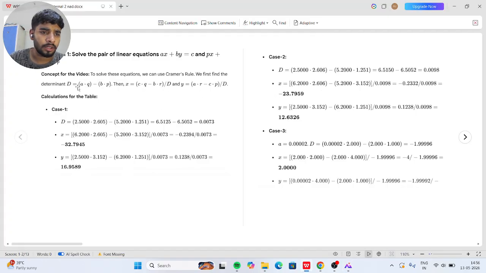So here it is the determinant: a into q minus b into p. That is the determinant we are finding, and then we divide by d to find x, and for y we will do this. For calculating d, we multiply a and q, and then subtract b into p. So we got the determinant value. Then to find x, we multiply c and q and subtract b into r and then divide by d. We put the values in the formula and we get the value of x. Similarly, by putting values in the formula for y, we get the value of y.